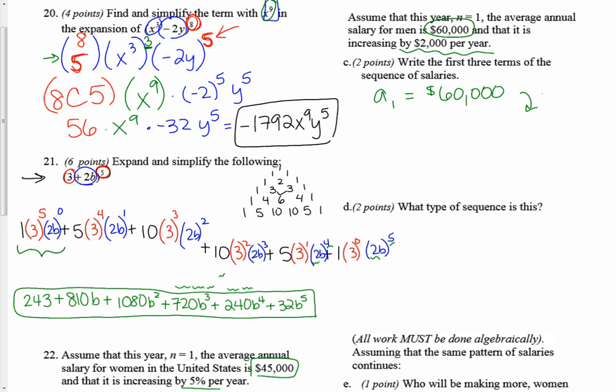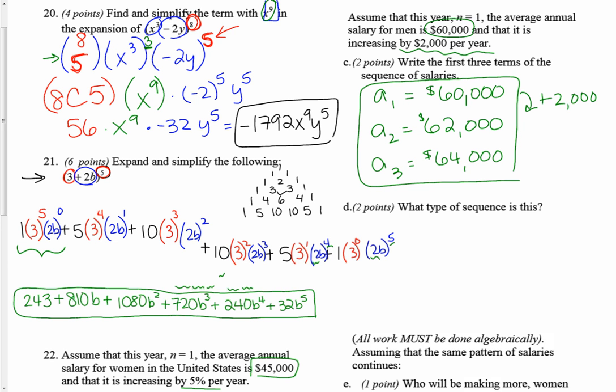Then we would add 2,000 to that. So my second year here would be 62,000. And then we would add it again, and my next year would be 64,000. In this one, I added the same number each time. So that makes this arithmetic with a common difference of $2,000.